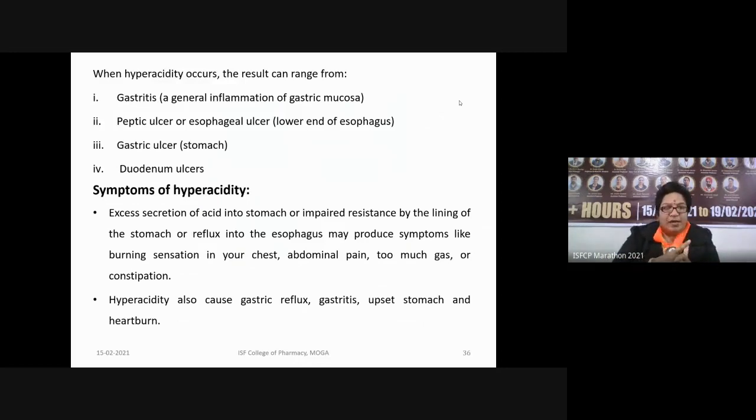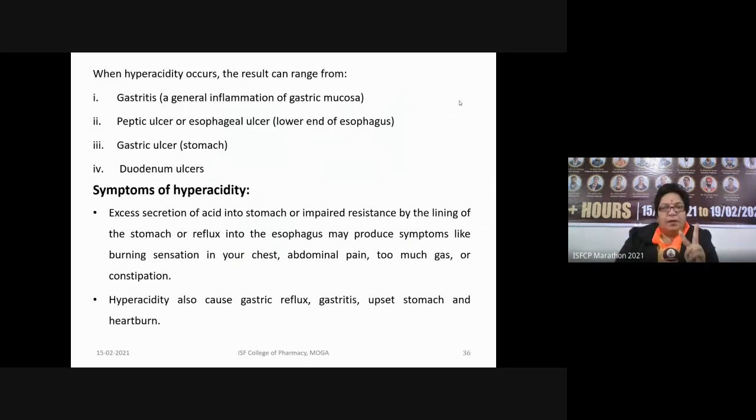Number one, gastritis. It is a thumb rule that wherever the term is itis, this means inflammation. So gastro means gastric mucosa, so it is a general inflammation of the gastric mucosa. ठीक है, जैसे हम कहते हैं पैंक्रियाटाइटिस, तो पैंक्रियाज की इन्फ्लेमेशन इज पैंक्रियाटाइटिस. गैस्ट्रेटाइटिस मींस इन्फ्लेमेशन ऑफ द गैस्ट्रिक म्यूकोसा. Number one problem because of hyperacidity is gastritis.